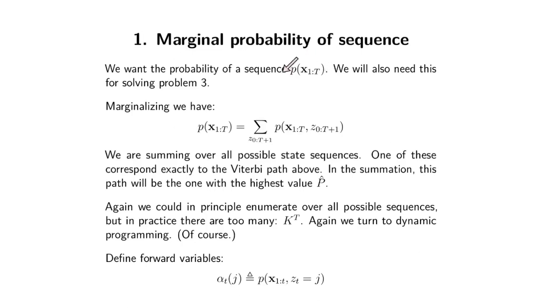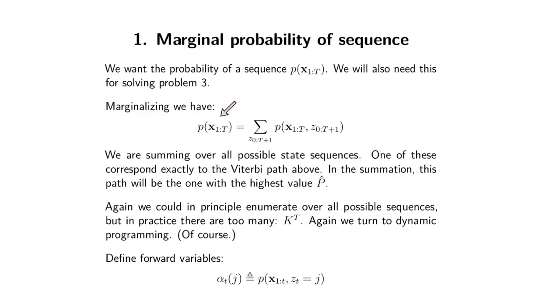So the aim of the game is to calculate this thing given that I give you the parameters of the hidden Markov model. And we will actually see in problem 3 that we also need this marginal probability. What's problem 3? Problem 3 is learning the parameters, okay? And that's where we really want to get to.